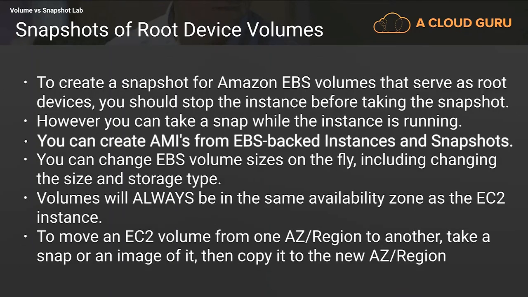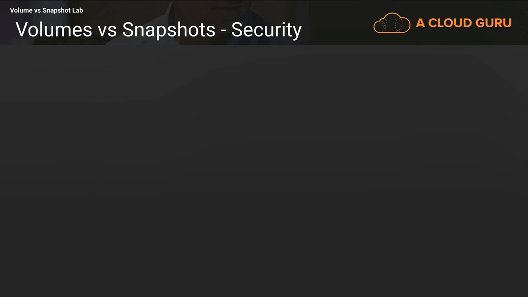So do remember that. And then finally, to move an EC2 volume from one availability zone or region to another availability zone or region, you just need to take a snap or an image of it and then copy it to the new AZ or region using that copy command we saw in the console. Again, you will be tested on this multiple times, not just on availability zones, but on regions. So you need to either take a snapshot or an AMI. You can do either, and then you'll be able to copy it to another region. And because it was all stored on S3, I'm assuming they're using cross-region replication in order to achieve that.